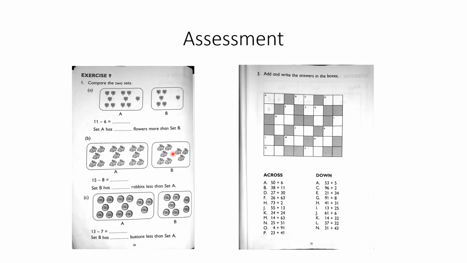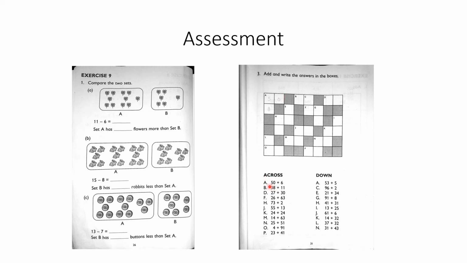These are your pages. Page 26 has to do with subtraction. Page 31 has to do with addition. And remember, we did the crossword puzzle for science, for the topic science tools. Well, this is exactly the same thing. You have the word across, which means from side to side, and you have the word down, which means from top to bottom. So the answers from the column down are going to be from top to bottom. You're going to write them from top to bottom. And the answers for the column across, you're going to write them from side to side.